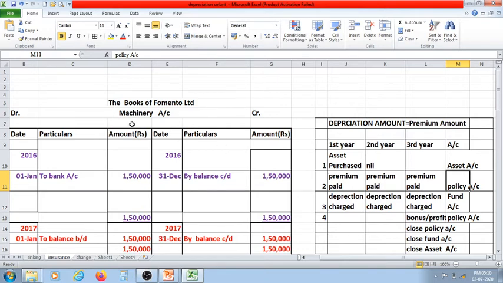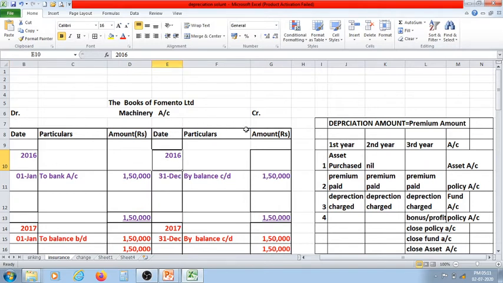You are supposed to record all the three ledger accounts simultaneously. Looking at the problem, first we will write the first year journal entry. The first year journal entry is here: purchase of asset, premium paid and depreciation charged. In the problem, the asset is purchased in 2016. So 2016 becomes your first year.